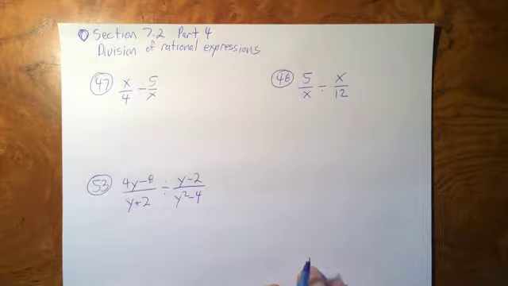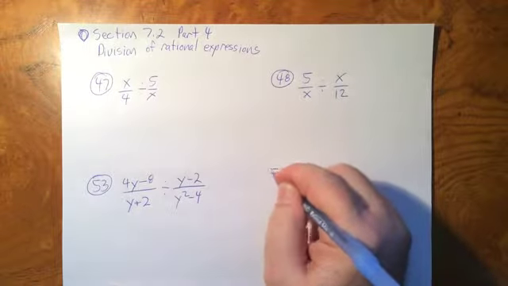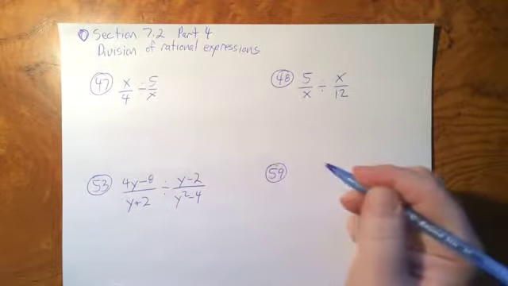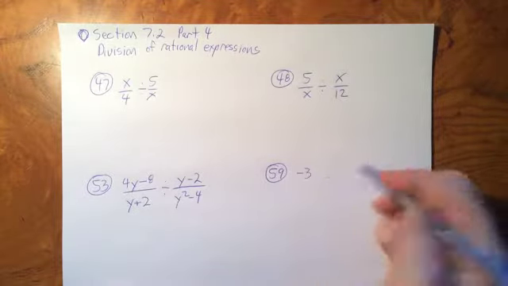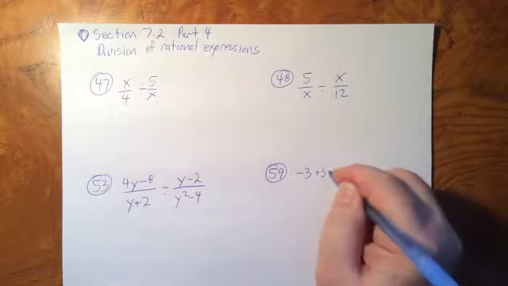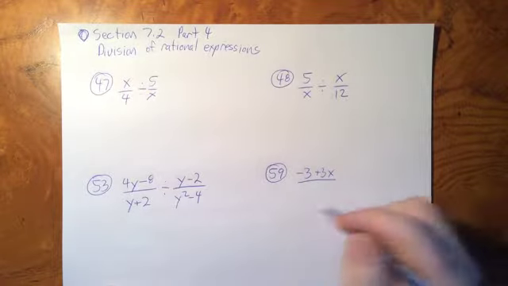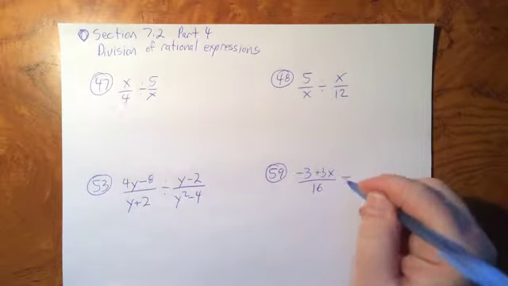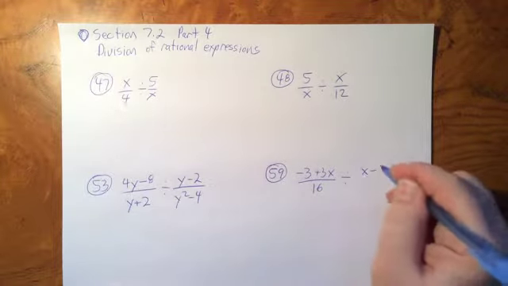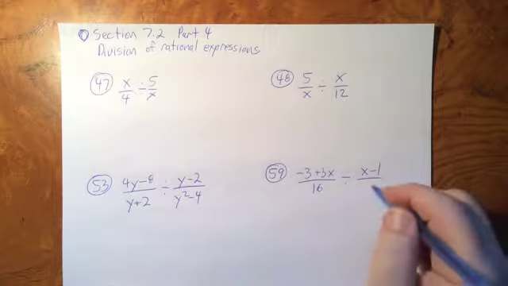And then finally, 59: negative 3 plus 3x, divided by 16, divided by the quantity x minus 1 over 5.